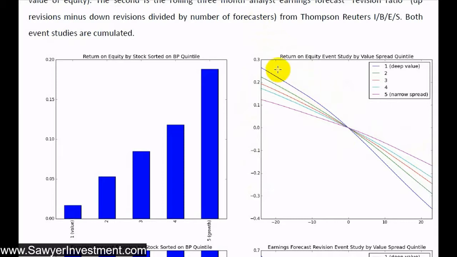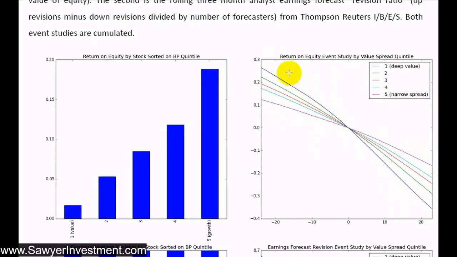And so we see that as time goes on for these particular zero-cost value portfolios, the return on equity steadily decreases, and this is even more pronounced for the deep value time period portfolios because they're decreasing the most, and the narrow spread time periods decreasing the least.